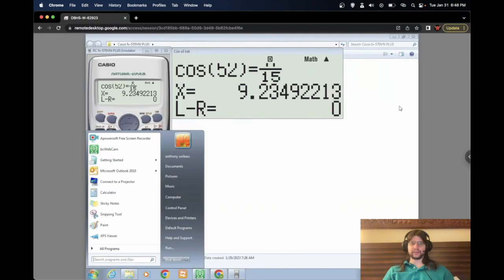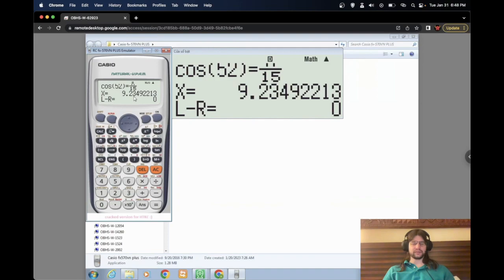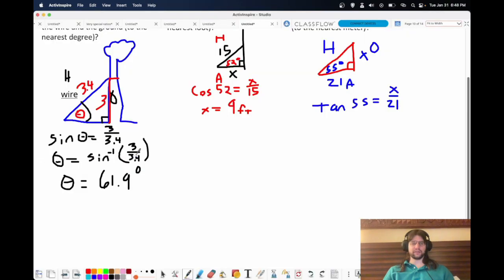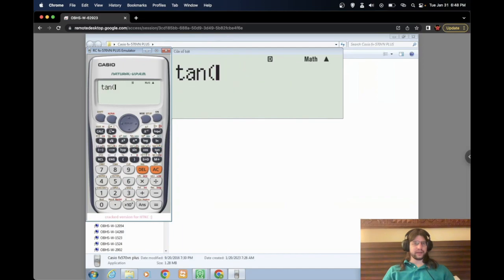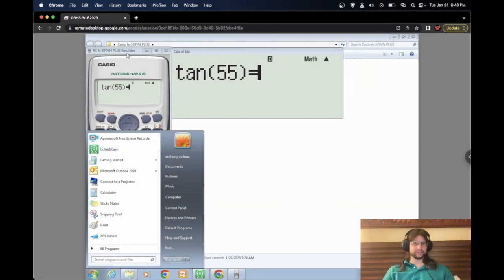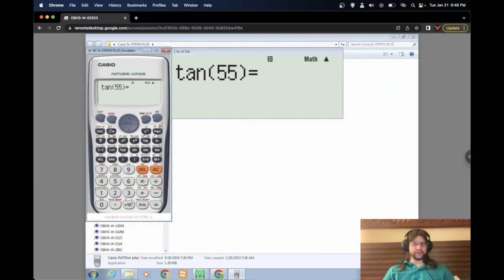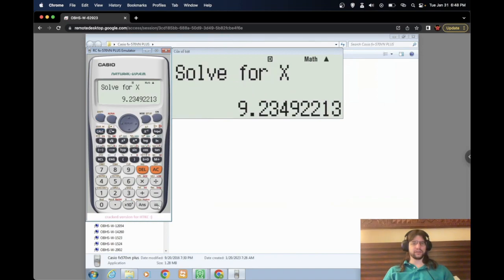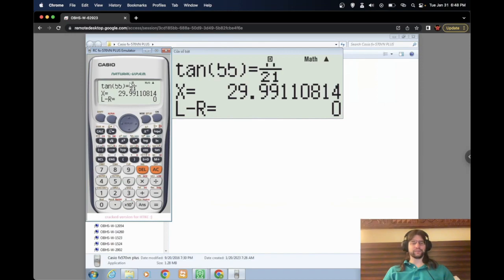So I'm going to type that in the calculator. Tangent 55 is equal to x over 21. Let me do x over 21, right? Why is that weird? Because that's not the x, that's the multiplication symbol. X over 21 equals. No. Left arrow key, shift, calc, equals 29.99.